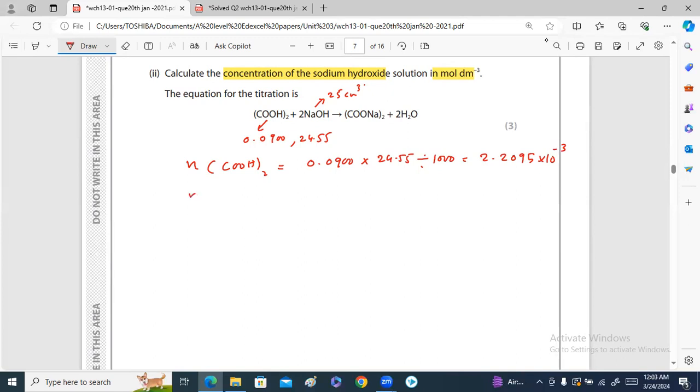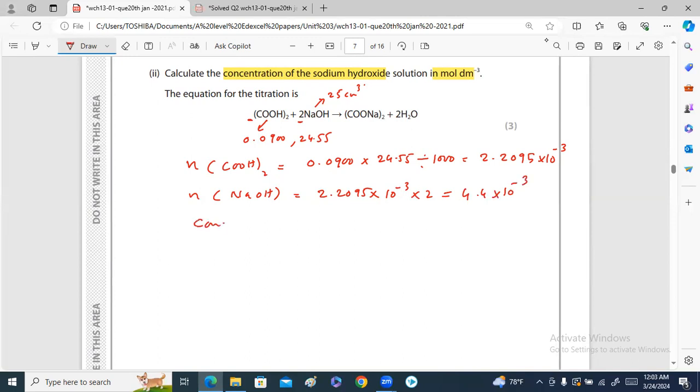Now we can calculate the moles of sodium hydroxide from the stoichiometry of the equation. As we can see, 1 mole of acid can react with 2 moles of sodium hydroxide. We are going to calculate the concentration, so that's why we're using the stoichiometry or the molar ratio of these two reagents from the balanced chemical equation. So if we make it 2 times, we will get the moles of sodium hydroxide, 4.4 times 10 raised to power minus 3.